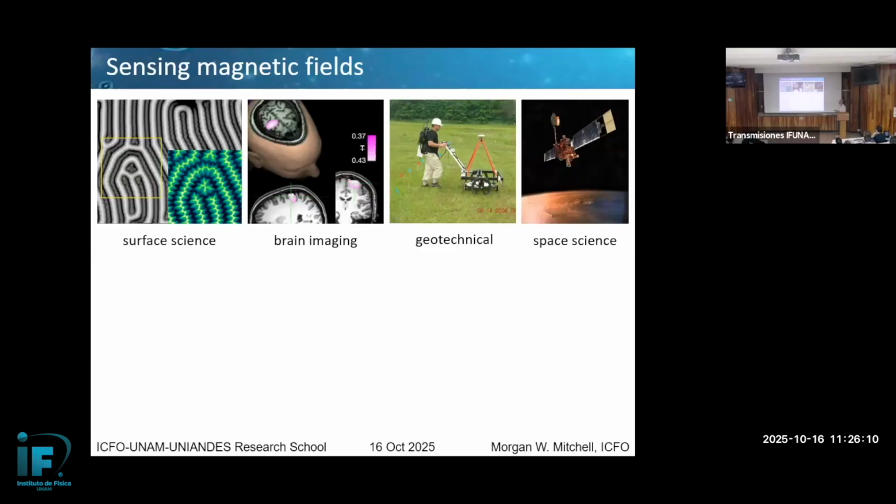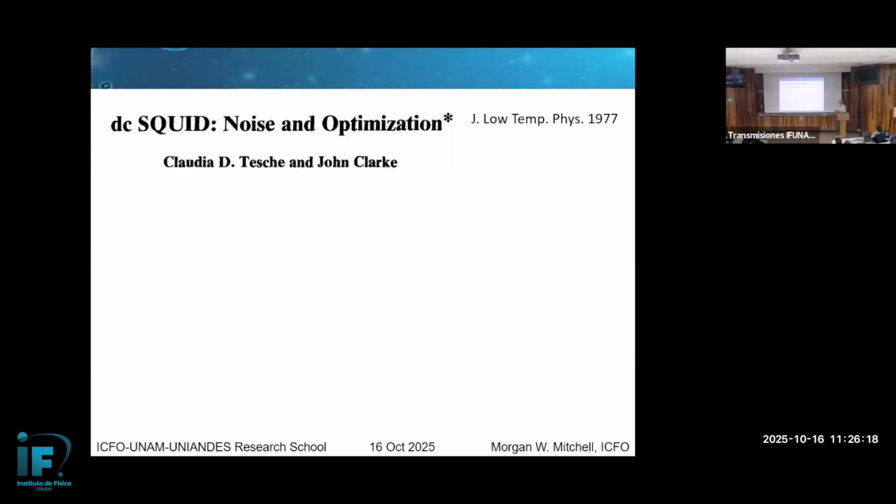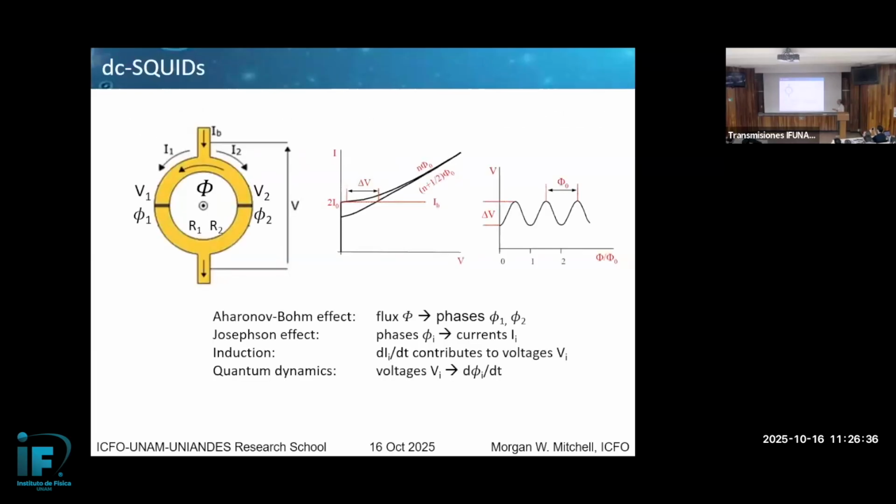I want to say a bit more about magnetic sensing. I'm going to be talking about SQUIDs now and a limit which comes from SQUIDs. So this is a paper from 1977, DC SQUID noise and optimization, and it's by Claudia Tesche and John Clark. Does the name John Clark sound familiar? Yeah, okay.